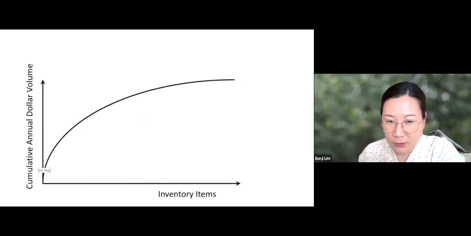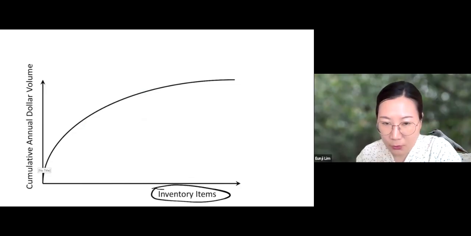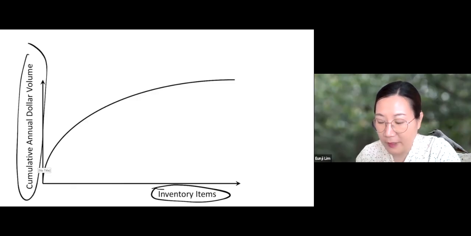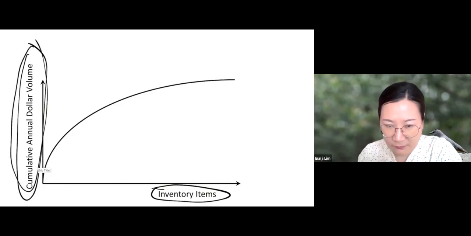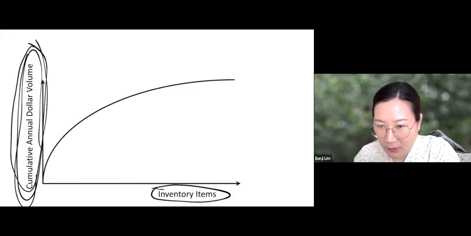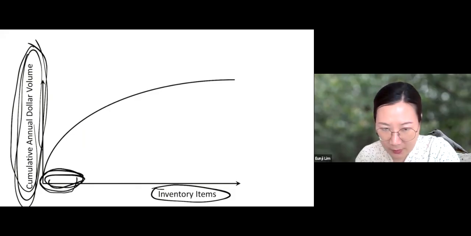For example, on the x-axis, we can list all the items we keep on the shelf. And the y-axis is the cumulative annual dollar value. In other words, this is the cumulative amount of money we spend to purchase the items from suppliers. So if we apply the idea of Pareto, we can say that most of the dollar value comes from a few number of items. And we need to monitor these items more closely. So here is the question. How can we identify these items?